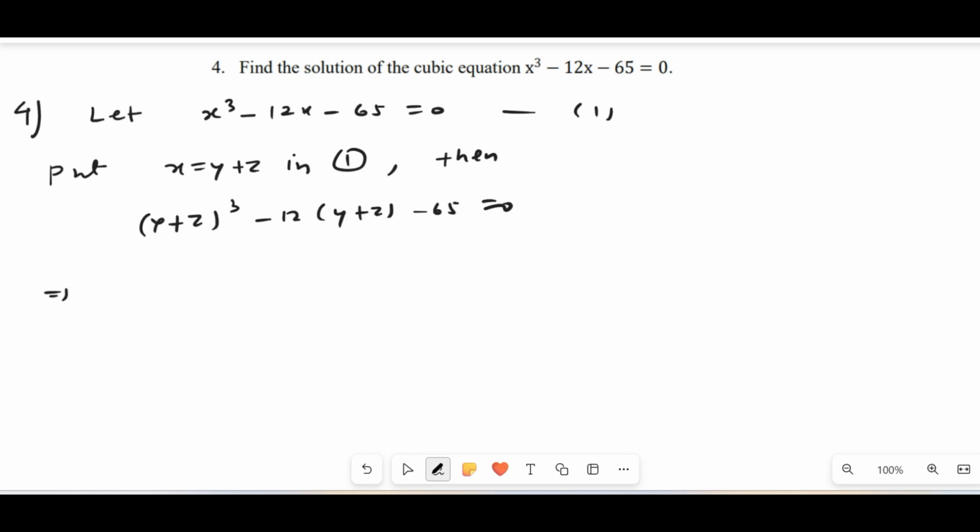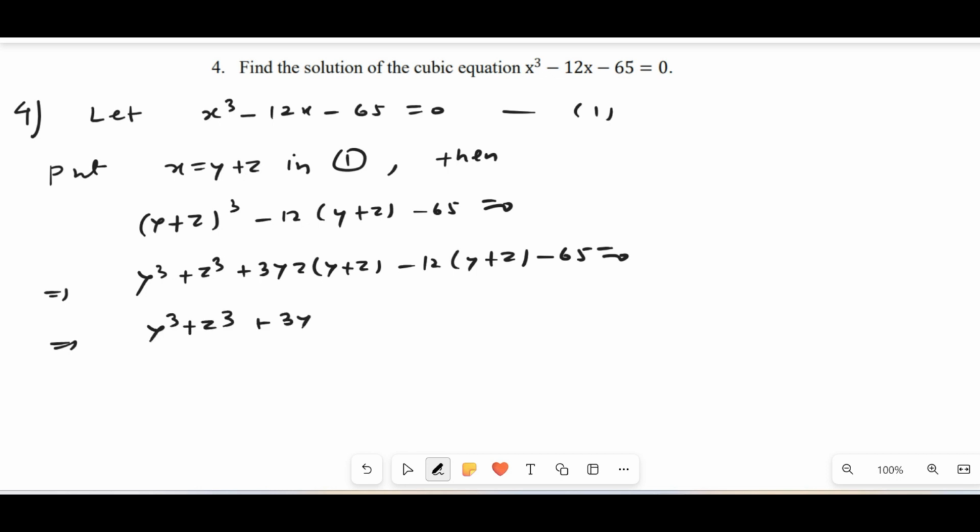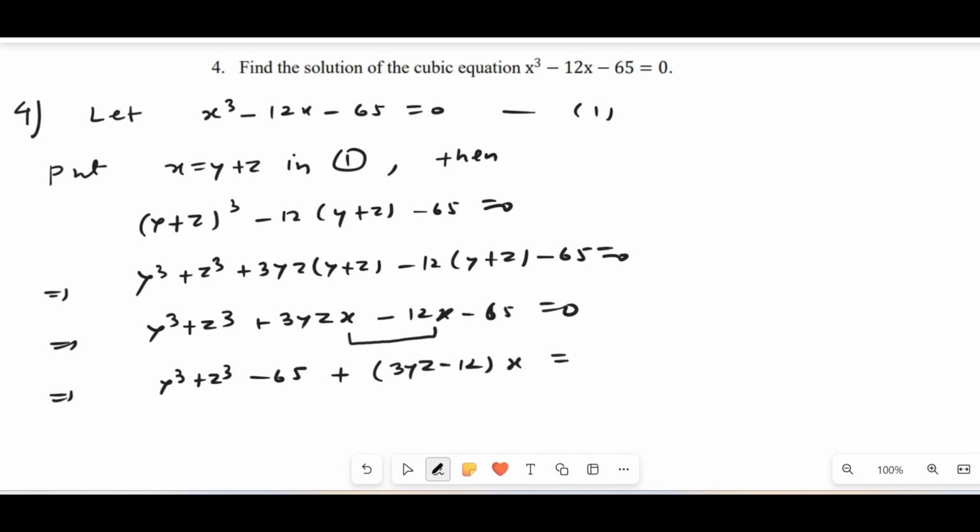So (a plus b) whole cube is equal to a cube plus b cube plus 3ab times (a plus b). Here we will get y cube plus z cube plus 3yz multiplied by x, minus 12x minus 65 is equal to 0. It implies y cube plus z cube minus 65, take x as a common from these two terms. We will get (3yz minus 12) multiplied by x is equal to 0.